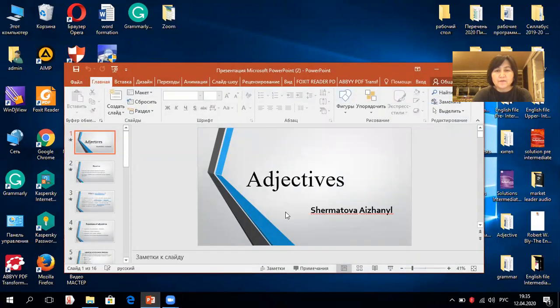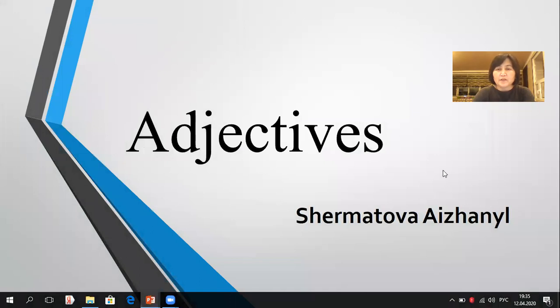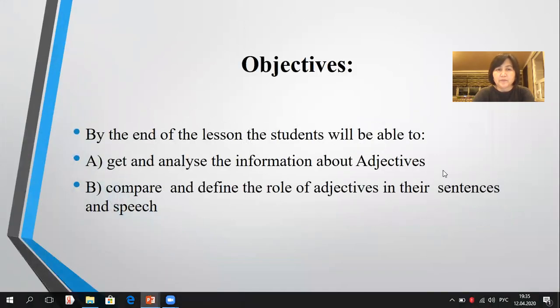Before starting the lesson, first let's define the objectives of the lesson. The objective is the purpose or aim of the lesson. My objectives for today's lesson: by the end of the lesson, the students will be able to, A, get and analyze the information about adjectives. B, the students will be able to compare and define the role of adjectives in their sentence and speech.